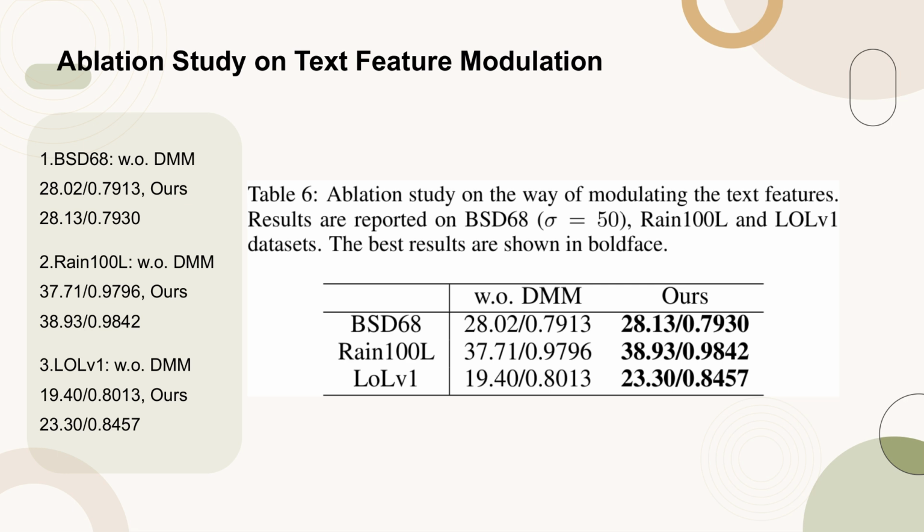28.13/0.7930 with DMM versus 28.02/0.7913 without DMM. On Rain100L, the values are 38.93/0.9842 with DMM and 37.71/0.9796 without DMM. On LLV1, the values are 23.30/0.8457 with DMM and 19.40/0.8013 without DMM. These results underscore the effectiveness of incorporating DMM for text feature modulation in image restoration tasks.